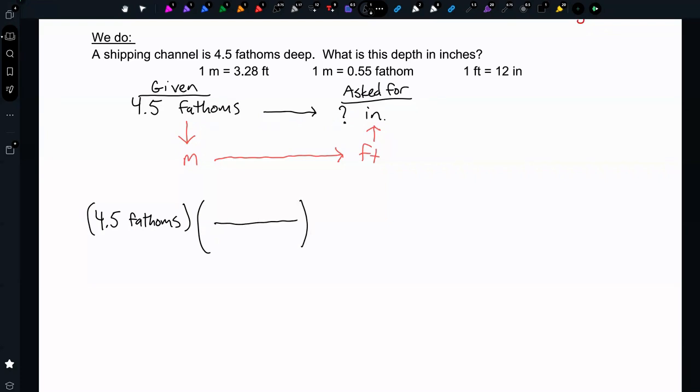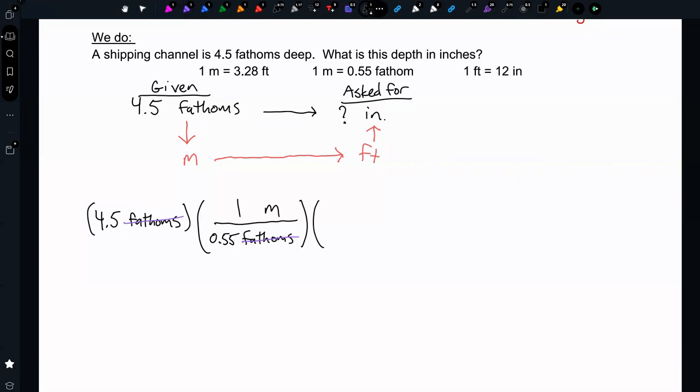In the first one, I want to have fathoms on the bottom so that those cancel out. And I'm going to, looking up above, I decided meters. So I write my units in, and then I'm going to put the numbers in from the relationship I have up above. So that would be 1 meter and 0.55 fathoms. When I do that, you'll see that fathoms will cancel. I'll be left with meters. So now I've gotten a third of the way there.